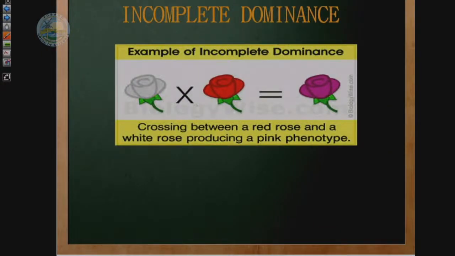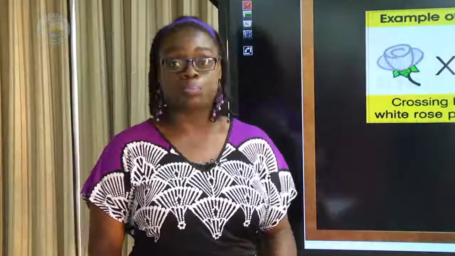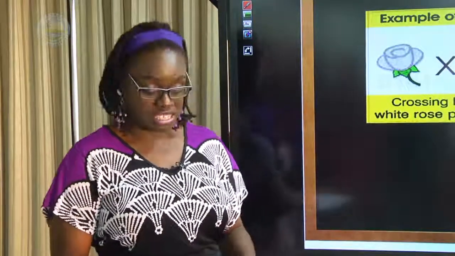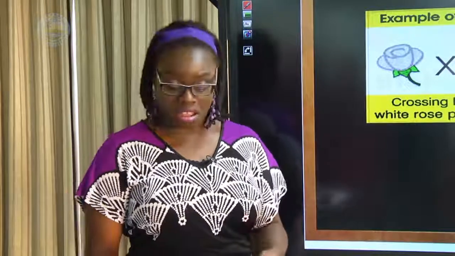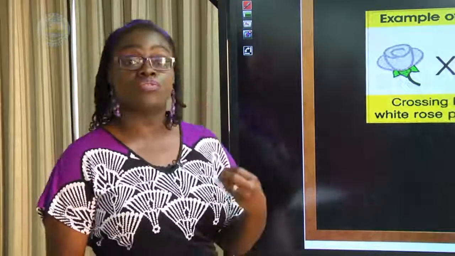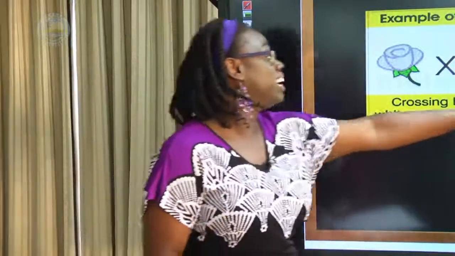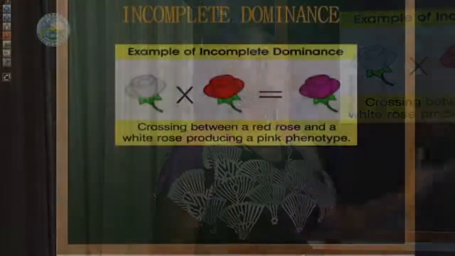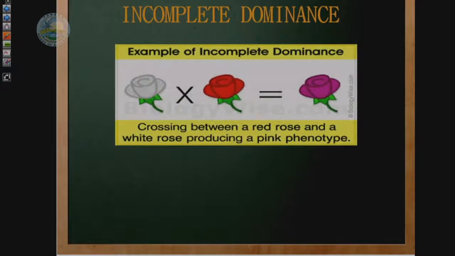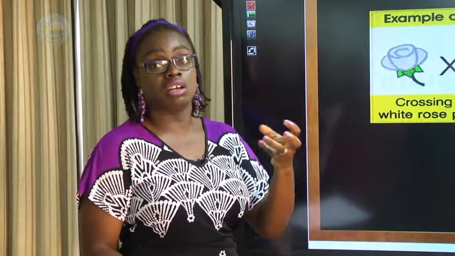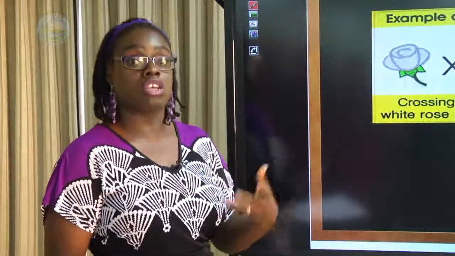And this is what we call incomplete dominance. In incomplete dominance, the dominant allele does not completely suppress the effect of the recessive trait. The result is a blending of both traits or both phenotypes in the heterozygous state. So that is why we have a blending. So we have red and white, which we know when blended together makes pink. So the two colors merge together to create a color of pink.